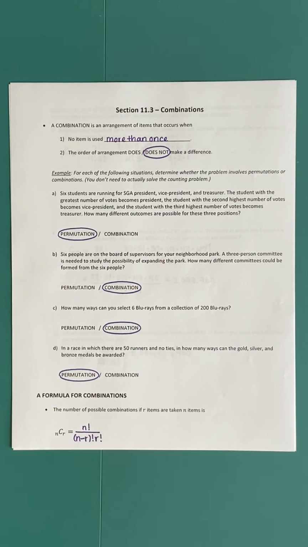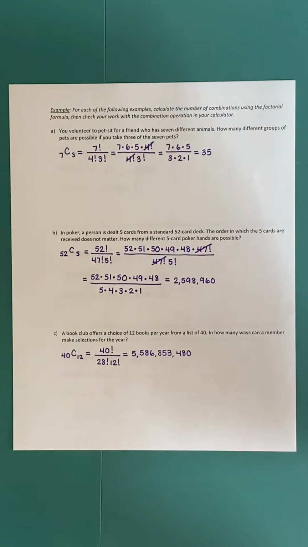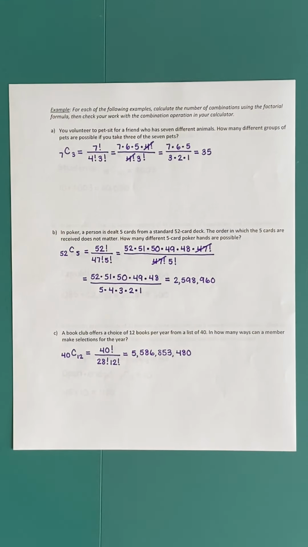Okay. Now we talked about where we could find this button on the calculator. There are buttons to represent these kinds of problems in both the scientific calculator and in the graphing calculator. You are more than welcome to just use the combination button on the calculator, and of course I'll show you where that is. So let's look at some examples. Okay. So for each of the following, we want to calculate the number of combinations using the factorial formula.